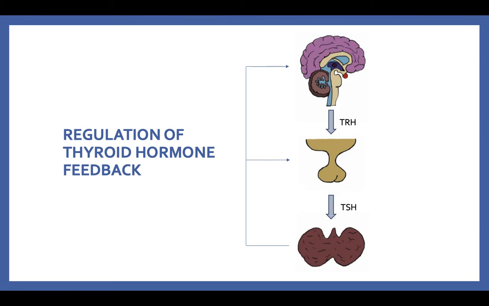What happens in that situation would be the low amounts of T3 and T4, which then is signaled by the hypothalamus and pituitary in order to release more TRH and TSH in order to stimulate the production of more hormones. So this is basically a very general overview of the regulation of the thyroid hormone and the negative feedback mechanisms.